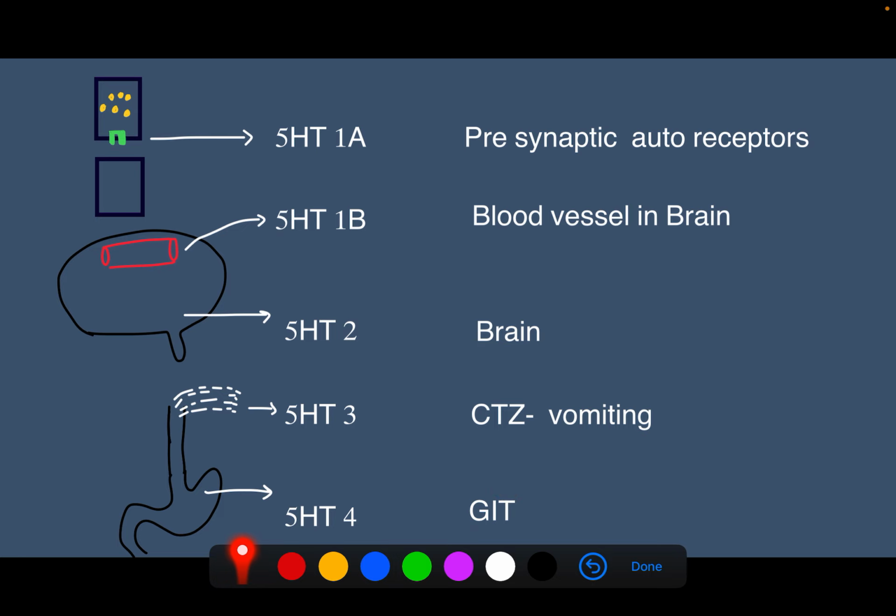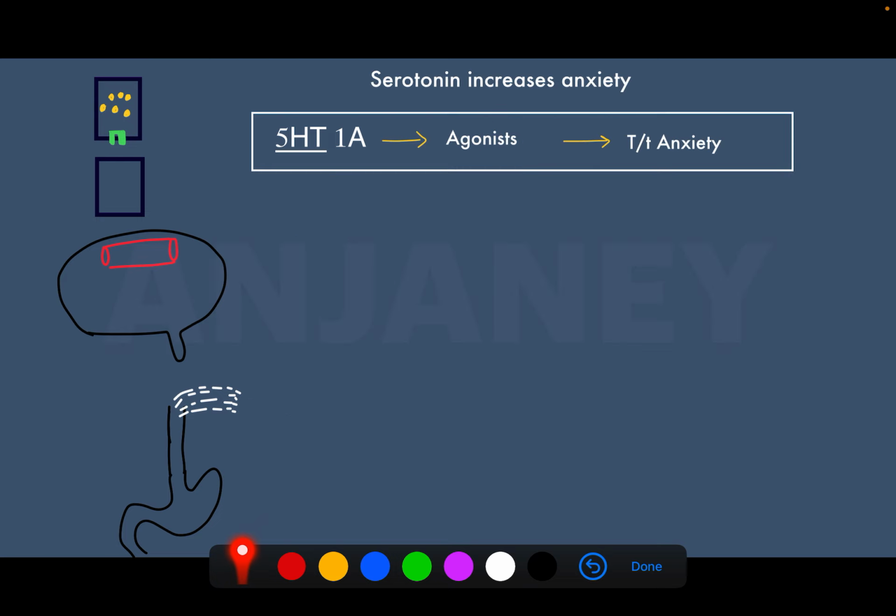Now let's see what functions serotonin does while stimulating these receptors. Starting with the presynaptic autoreceptor, which is 1A. Whenever there is increased serotonin, it will cause anxiety. So to decrease this anxiety, I have to reduce serotonin, right? So what I do is I give drugs that are agonists to this receptor, so serotonin release can be decreased. So these are 5-HT1A agonists, which are used in the treatment of anxiety. Now we are learning the function. All the drugs we learn at the last, just remember the functions, right? So 1A agonists are given for the treatment of anxiety.